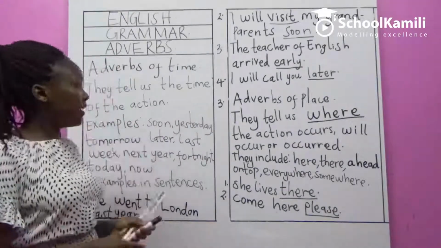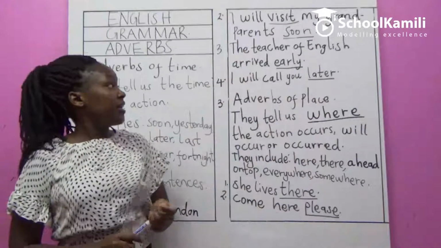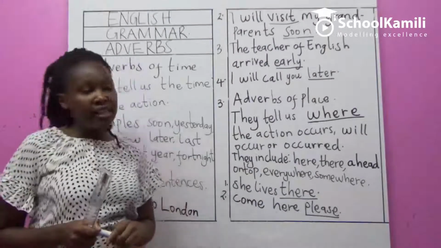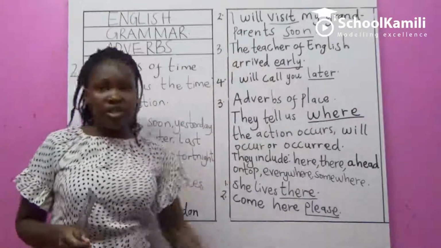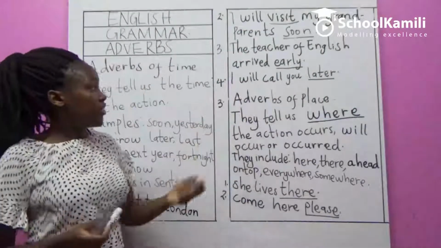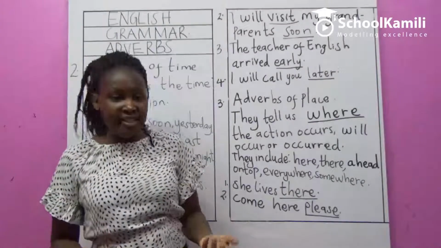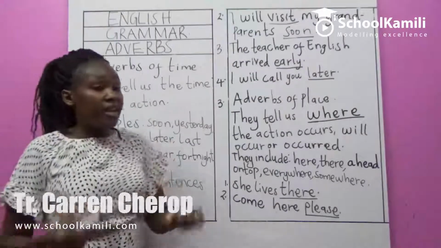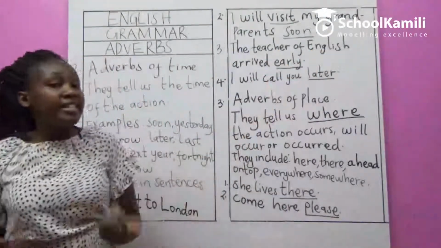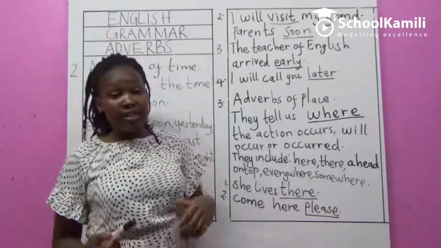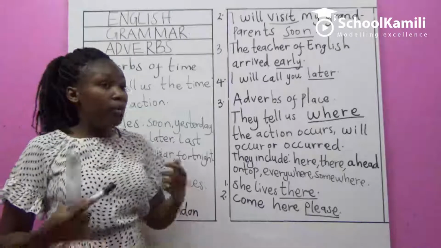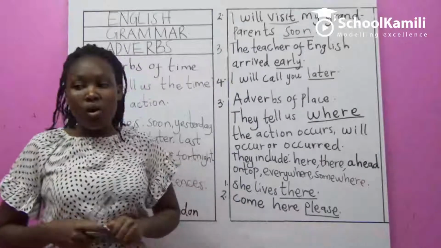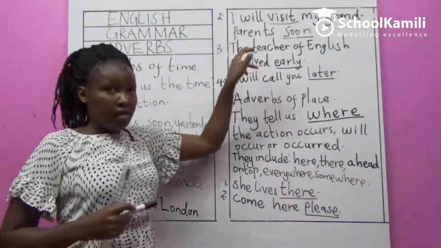Then we have another example, which is: The teacher of English arrived early. In this sentence, we are talking about the teacher, so the teacher is the subject. Then we are talking about what she did and the time in which she did the action. The time in which she did the action is early. What the teacher did is arrived. For an action or a verb, we must use the tense. So arrived is the past tense of arrive.